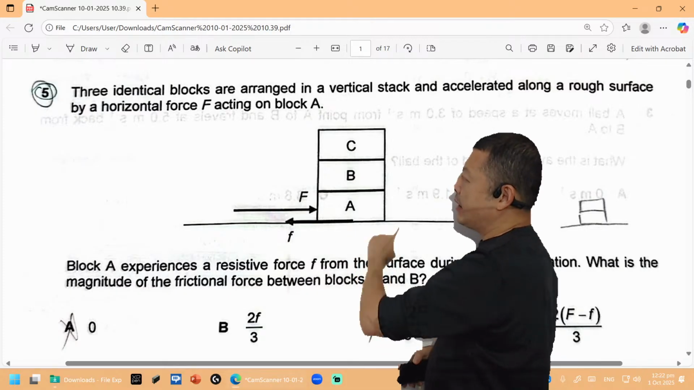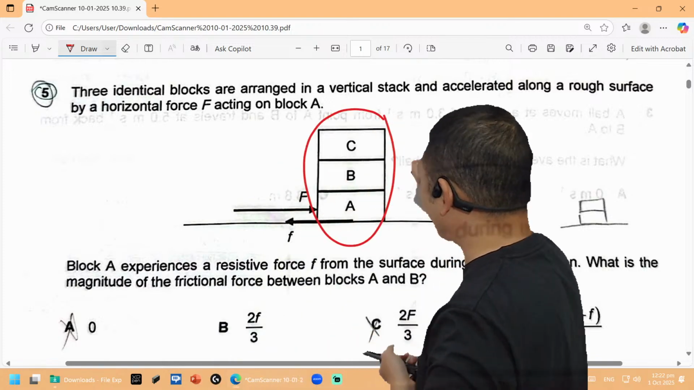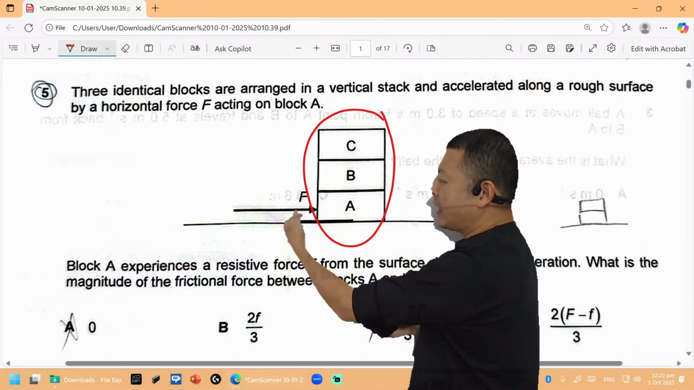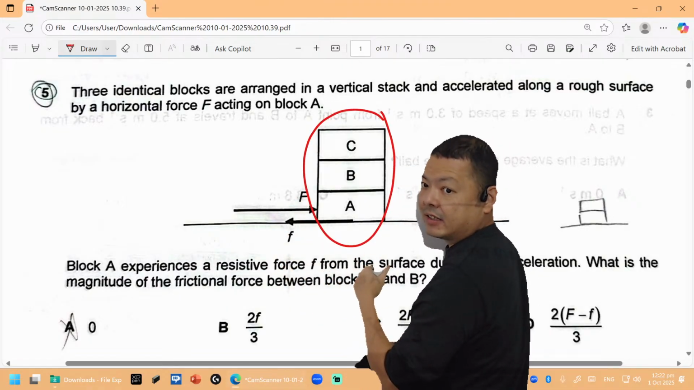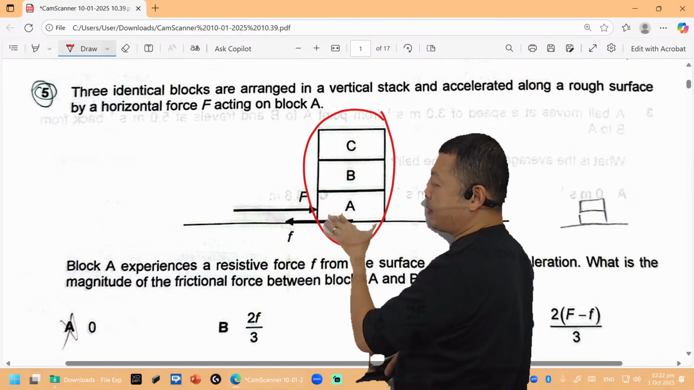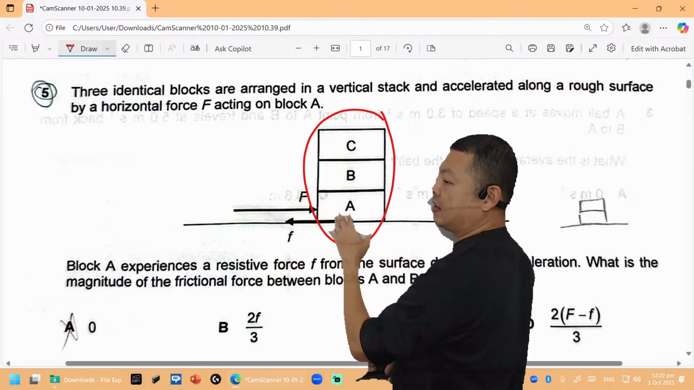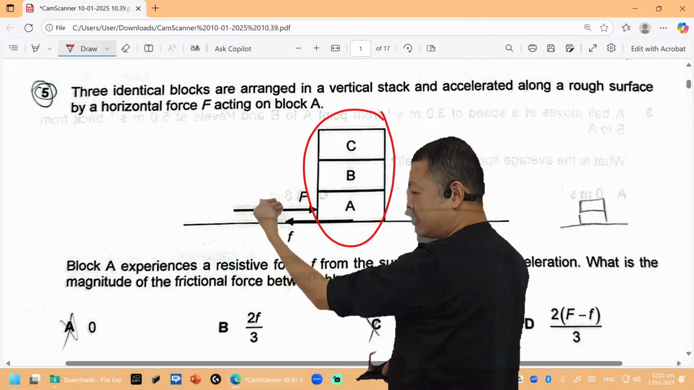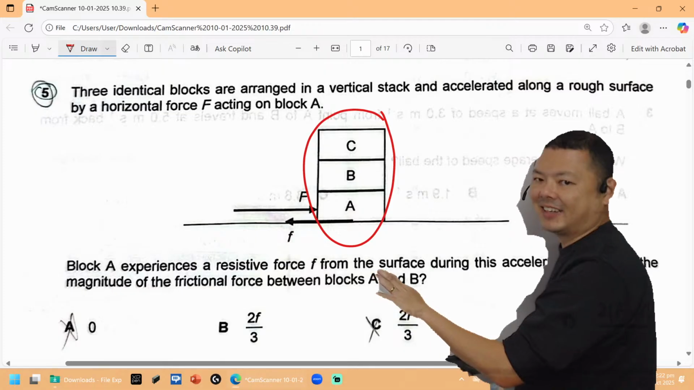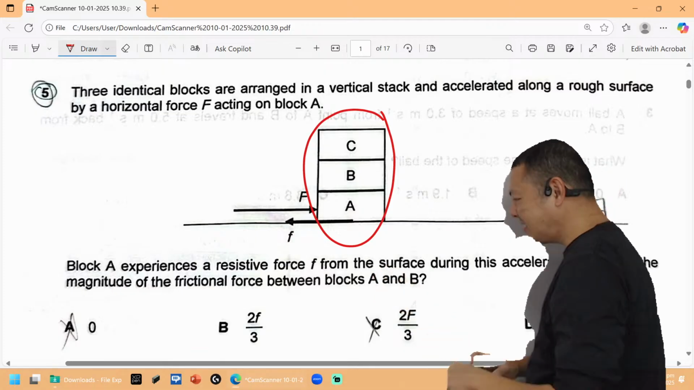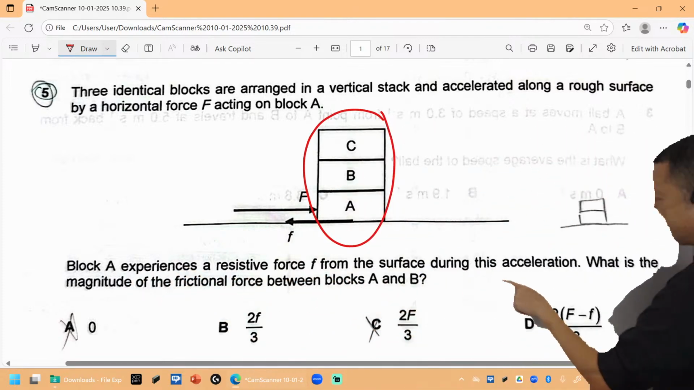Alright? So let's look at the whole thing first. And then I'm going to ask you a couple of questions. Look at the force. This applied force is acting on which object? It's acting on object A, correct? But just remember that force F does not act exclusively on A. You can consider the whole thing, or you can consider A with regards to force F. Right. So block A experiences a resistive force F from the surface during this acceleration.